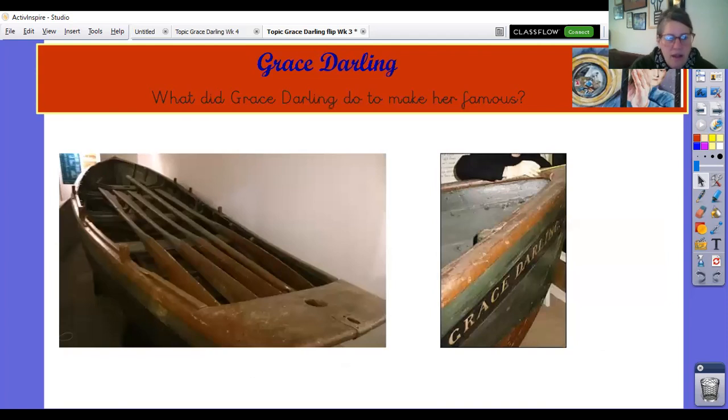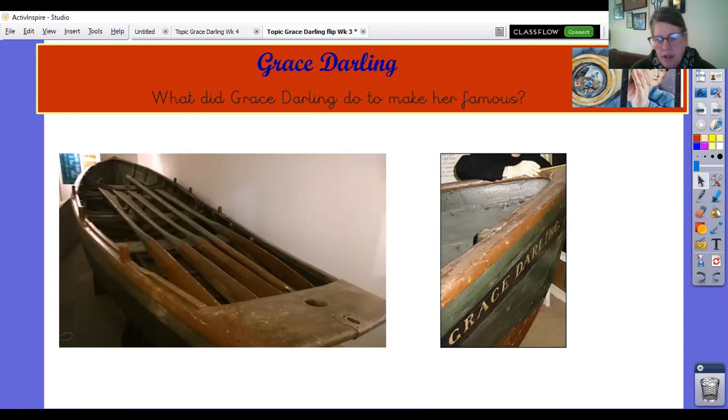Now, let's have a look at this. Can you guess what this is? Now, this is a photograph of Grace Darling's rowing boat that her and her father used to rescue those passengers. And this is the actual real boat that they used. And at the moment, it's in a Grace Darling museum.